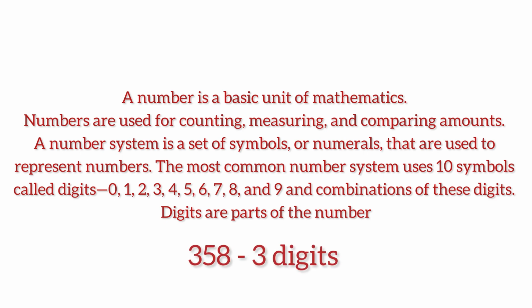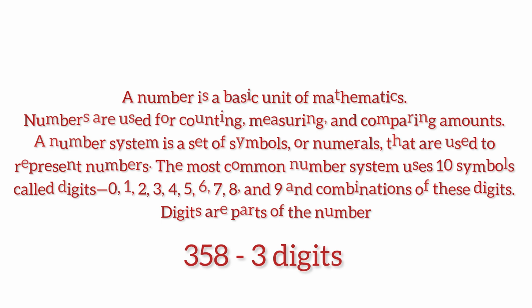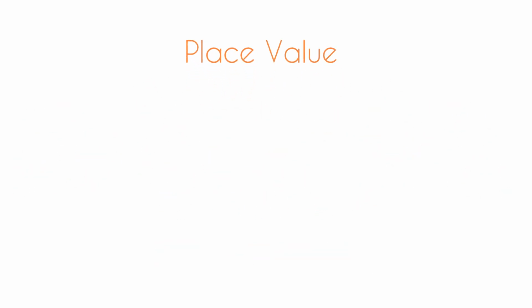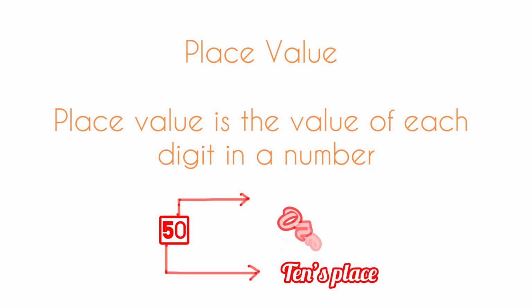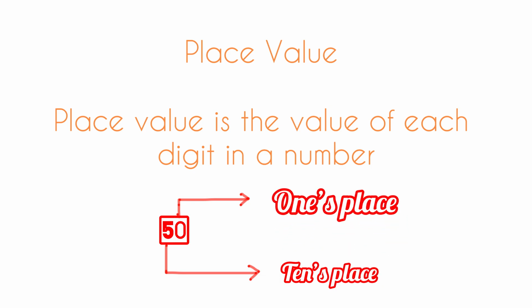For example, if you take 358, there are 3 digits, namely 3, 5 and 8. Place value. Place value is nothing but the value of each digit in a number. Let us say if you take, for example, the number 50, where 5 is in tens place and 0 is in ones place. 0 and 5, they both have their own value at their own place.